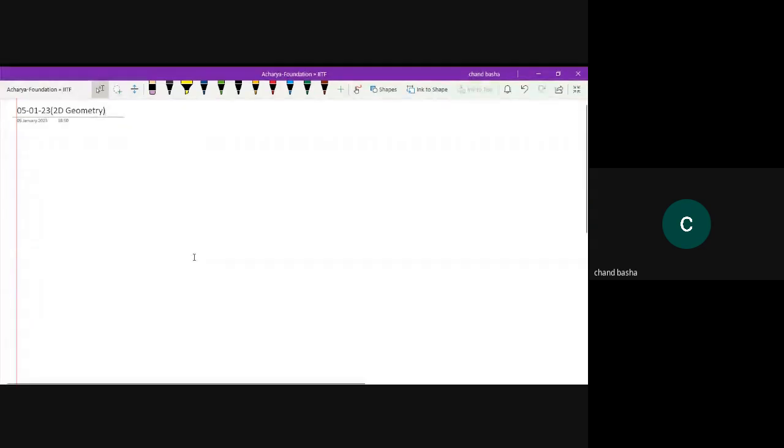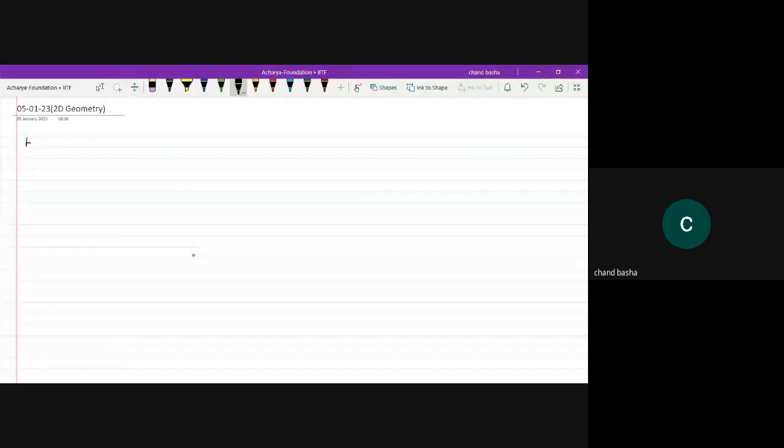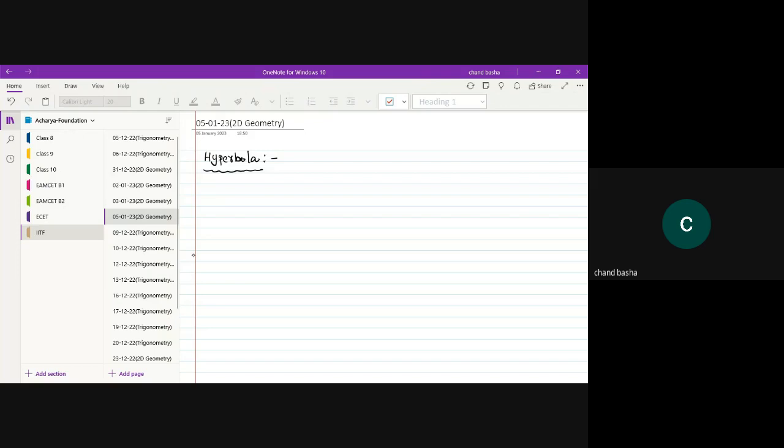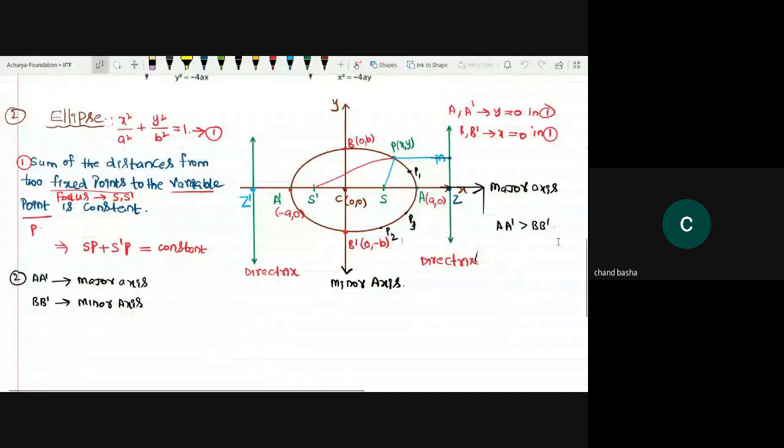Last one point is remaining in this conic section. The last point is hyperbola. So you should be able to remember the equation of the hyperbola and its shape, the physical significance of this hyperbola. You know that the ellipse is a closed figure, as I have said in the previous class, related to your ellipse, that is x square by a square plus y square by b square is equal to 1.